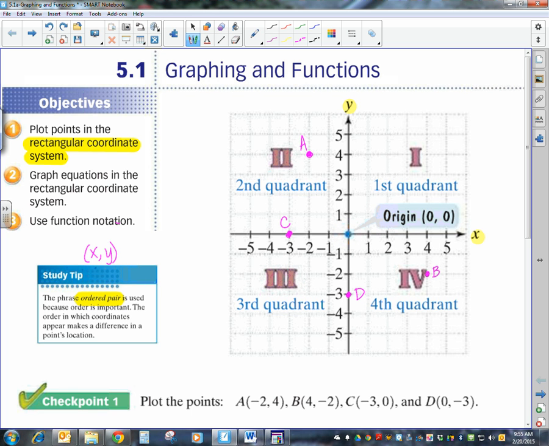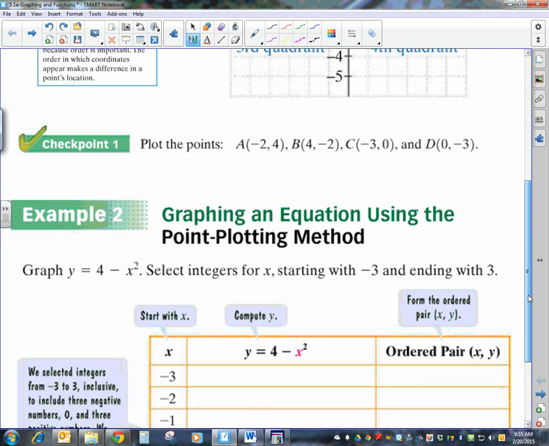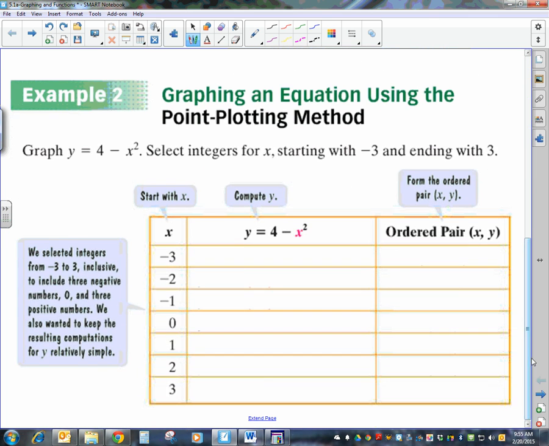Okay, so the next thing we're going to do is talk about how you can graph any equation no matter what it is. If you ever forget what an equation is going to look like, you need to always remember that you can plot points. So I'm going to go through specifically the point plotting method so that you will know what you can do. We're going to graph the equation y equals 4 minus x squared. The directions say select integers for x starting at negative 3 and ending with positive 3.